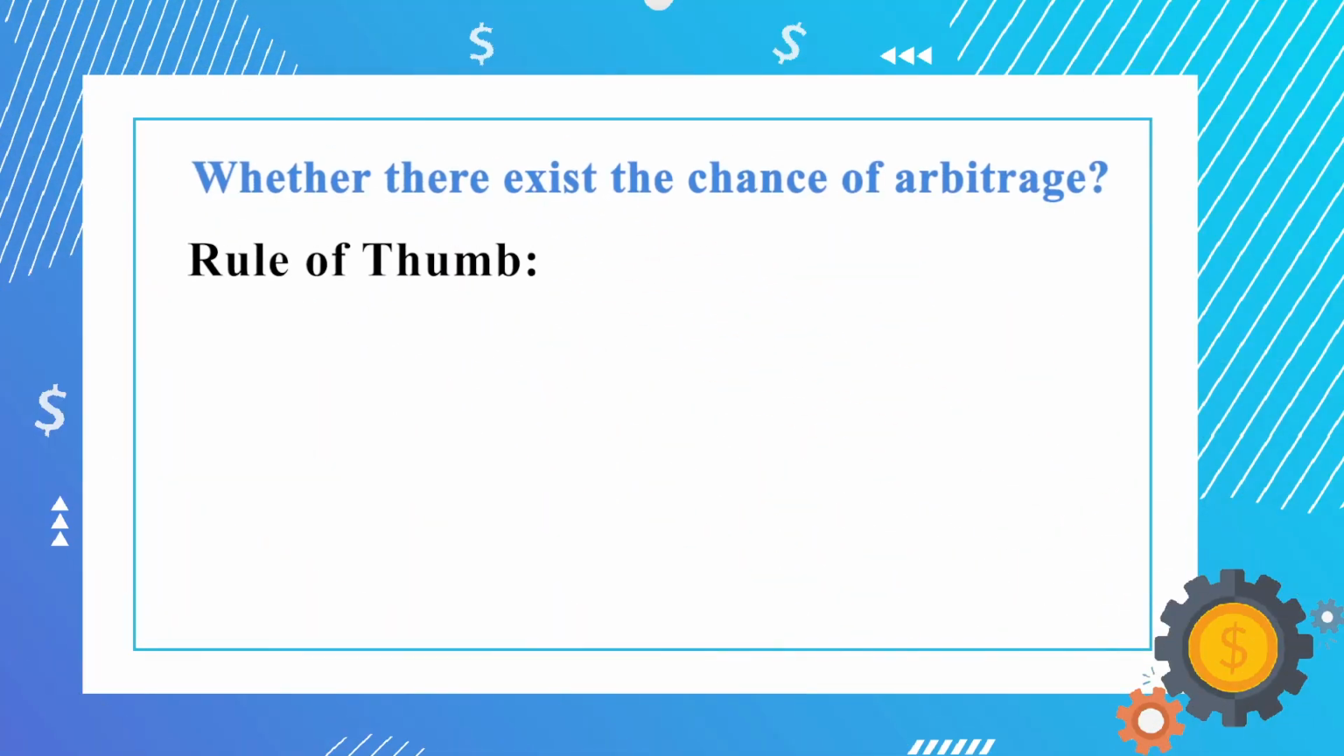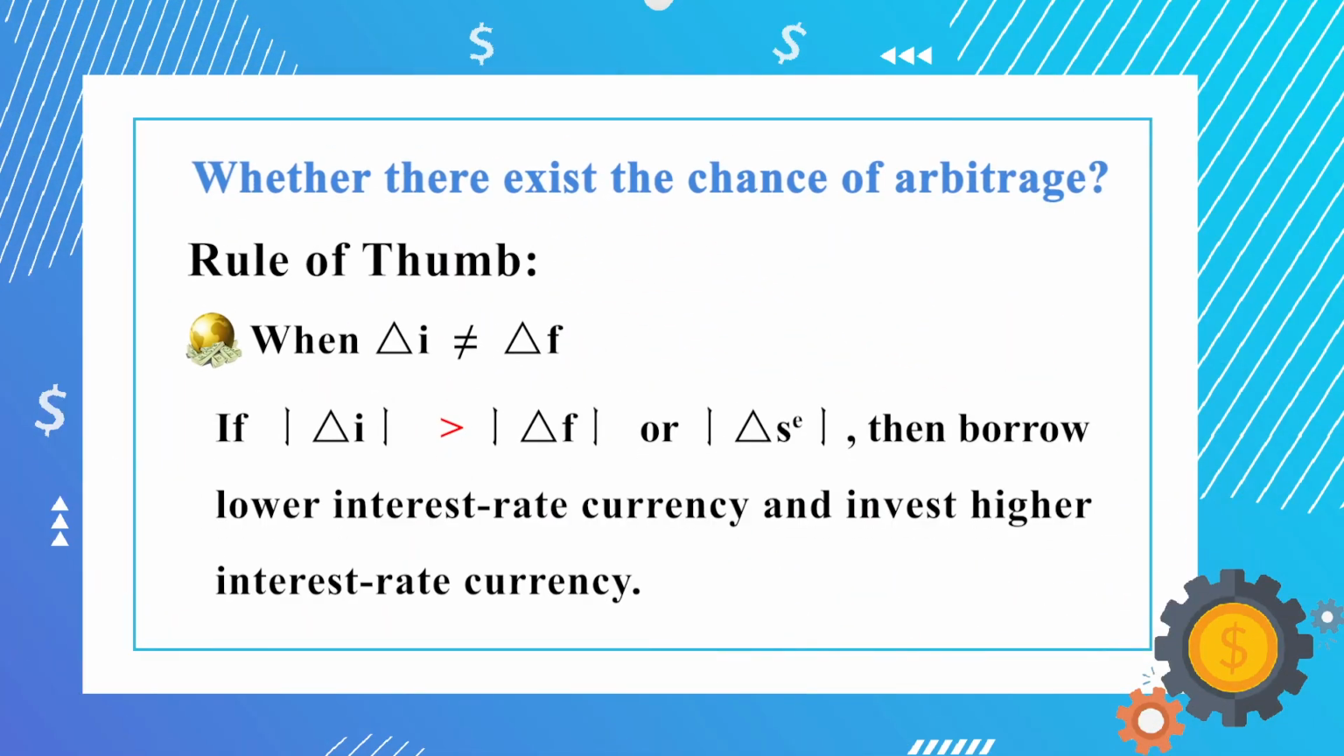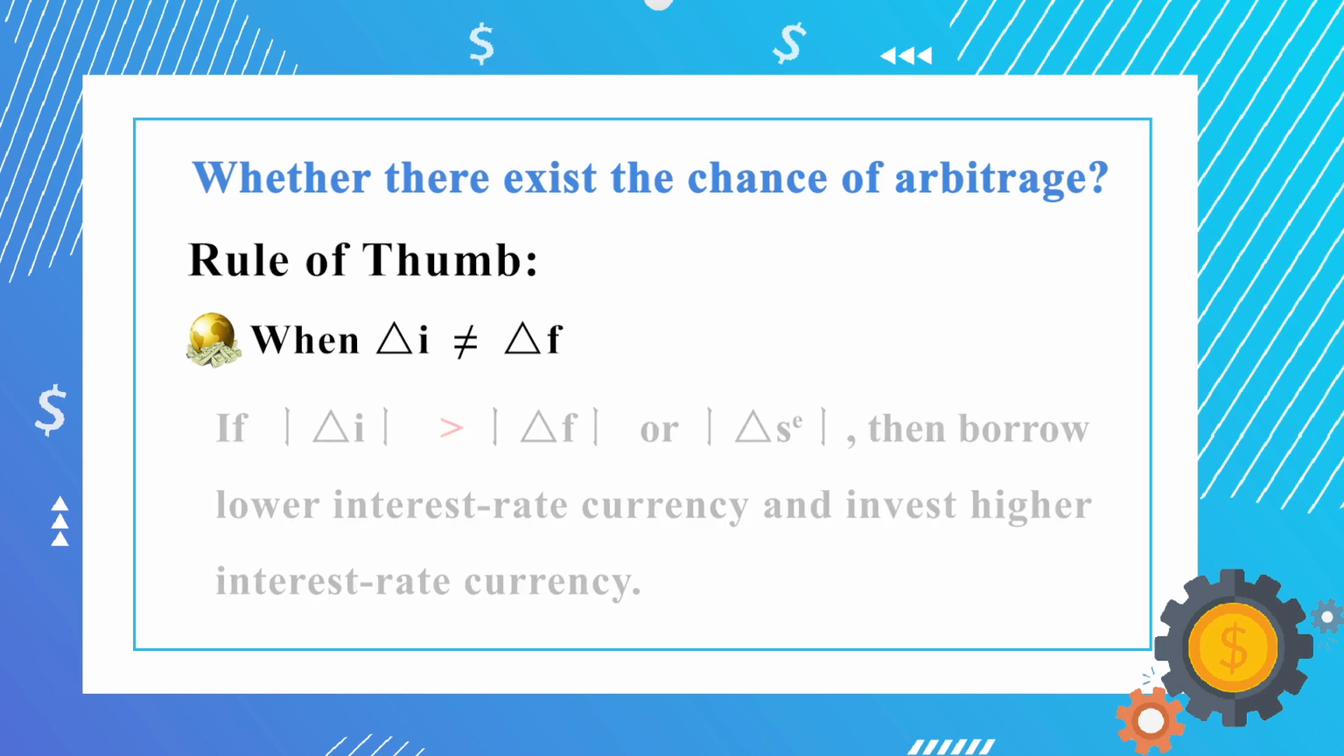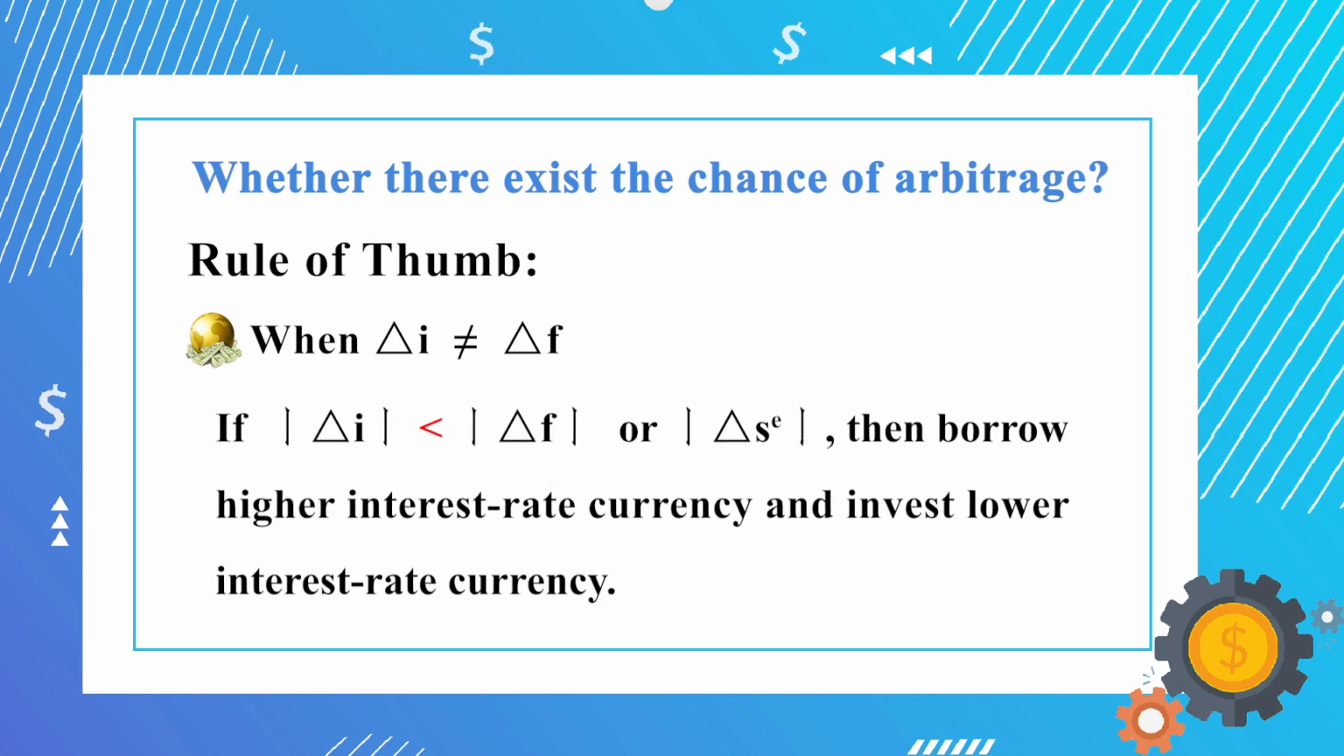Roughly speaking, if the difference in interest rates is greater than the forward premium or expected change in the spot rate, then invest in the higher interest rate currency. If the difference in interest rates is less than the forward premium or expected change in the spot rate, then invest in the lower interest rate currency.